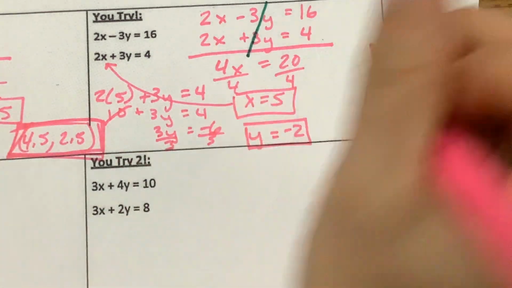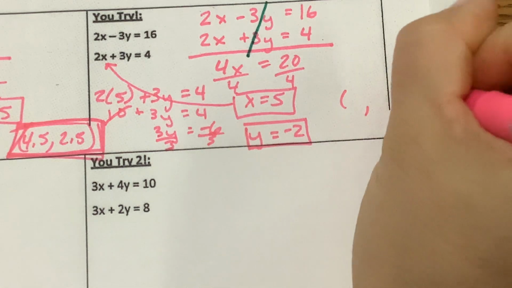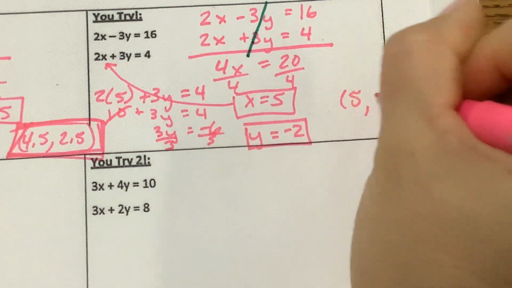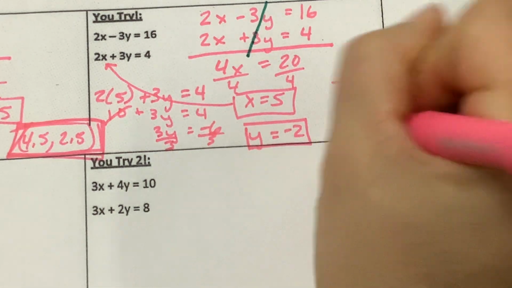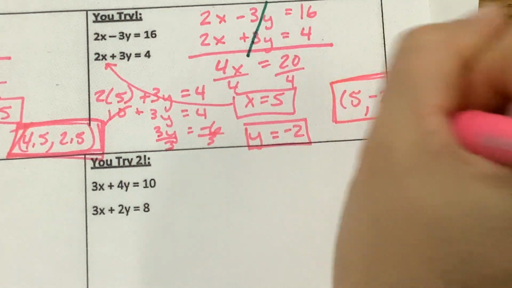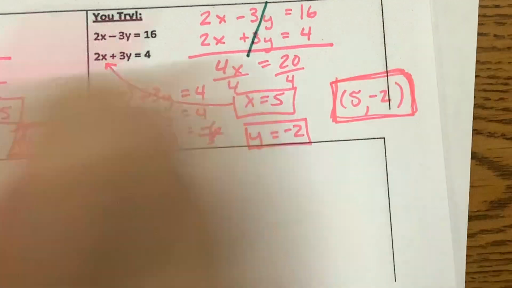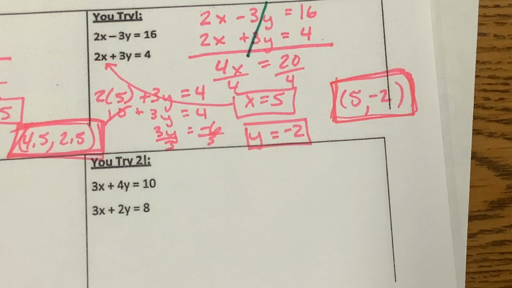So what is our final ordered pair for this where they intersect? 5, negative 2. Yeah, 5, negative 2. Remember, they go in order of x and y. Okay? Let's move to example 2.